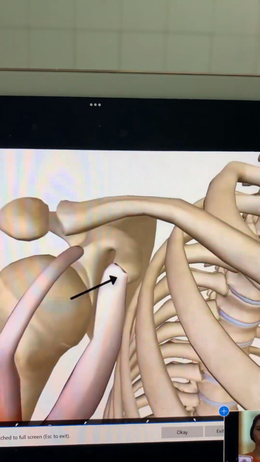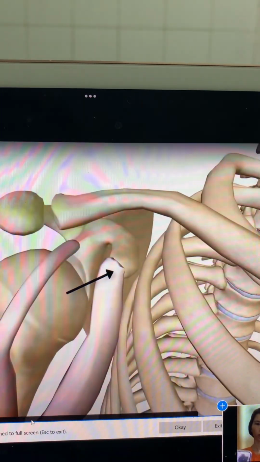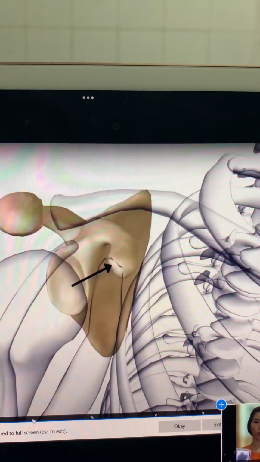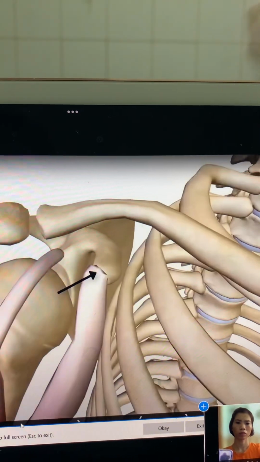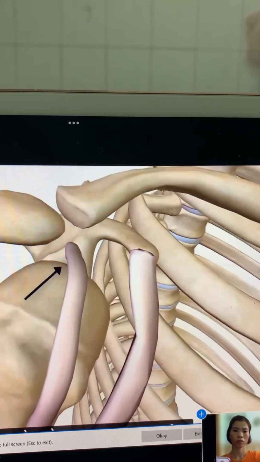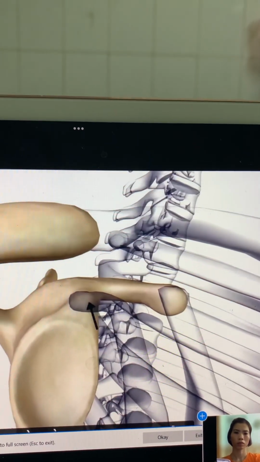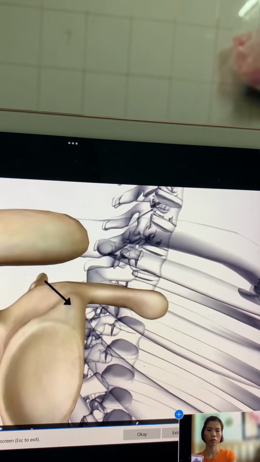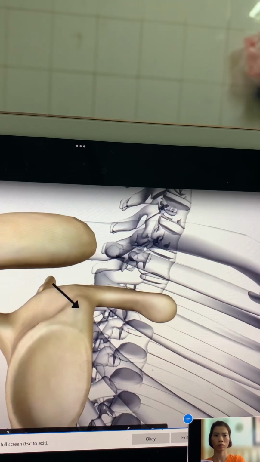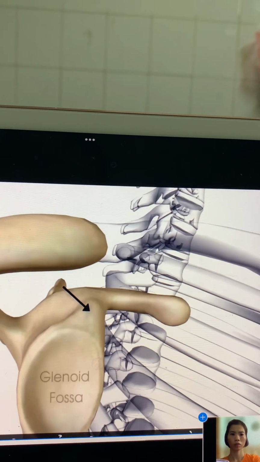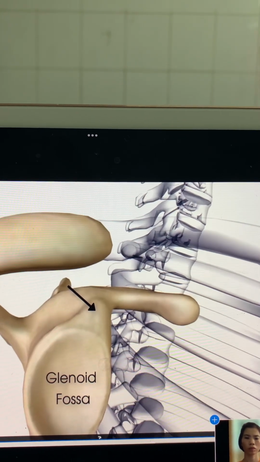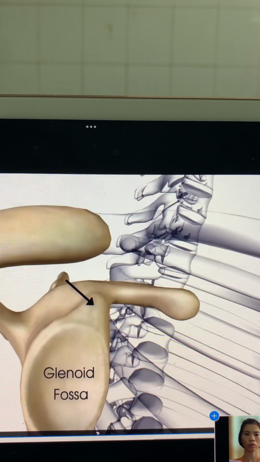So let's begin with its origin. The short head of biceps originates at the coracoid process, and that is this anterior projection that comes off of the scapula. The long head originates at the supraglenoid tubercle. So here's the tubercle just with the biceps removed. The supraglenoid tubercle is found as a bump at the most superior aspect of the glenoid fossa. And the glenoid fossa is on the scapula, and that houses the humeral head to form the shoulder joint.